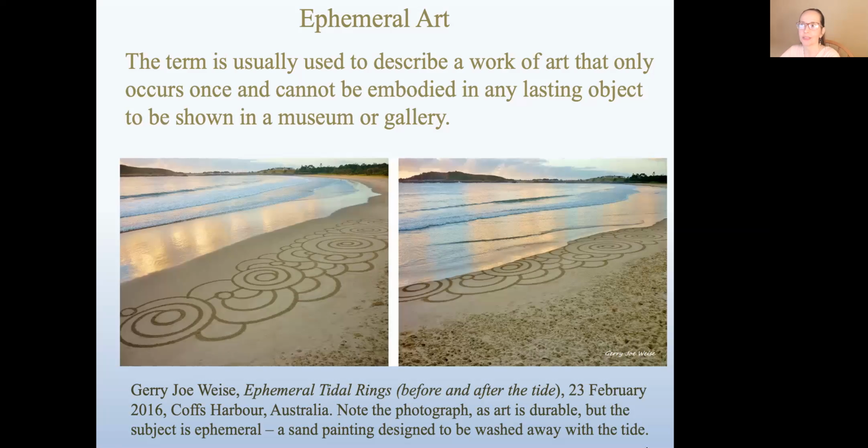So ephemeral art is usually used to describe a work of art that only occurs once and cannot be embodied in any lasting object to be shown in a museum or gallery. And at the end of part 3 of the previous video, I hinted at why that would be meaningful. For example, in sacred ritual, a form might be understood as so precious that it should not be preserved, but only rendered and then wiped away, which is what we find, for example, in Native American sand painting and in Aboriginal or Indigenous Australian sand work.